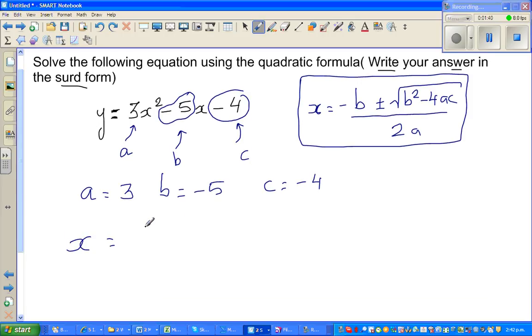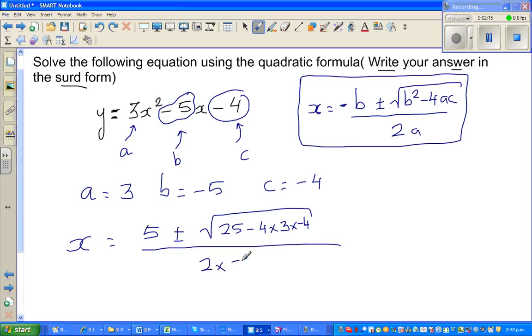Okay, so x is minus b. Now you can use your logic, stop for a while. b is negative 5, so negative b would be plus 5. So plus 5 plus or minus square root of b squared. So negative 5 squared is 25 minus, let me write the whole thing, minus 4 times a, what is a? a is 3, times c, which is negative 4, over 2 times a, which is 2 times 3.